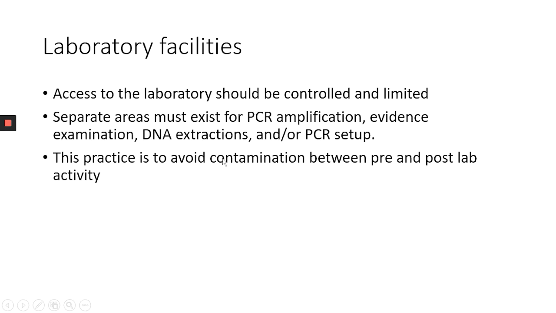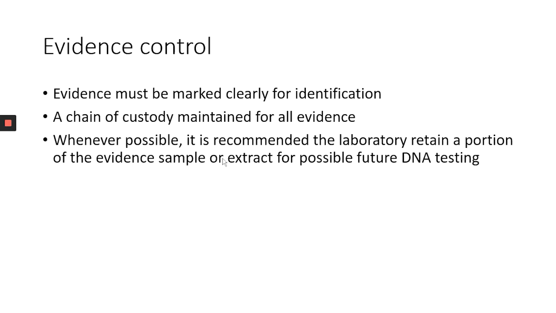Another element of quality assurance is evidence control. Okay, evidence is the sample itself, the crime scene sample. So the crime scene sample must be marked clearly for identification. Okay, so the chain of custody must be maintained for all evidence. Whenever possible, it is recommended that the lab retain a portion of that sample or extract for possible future DNA testing.